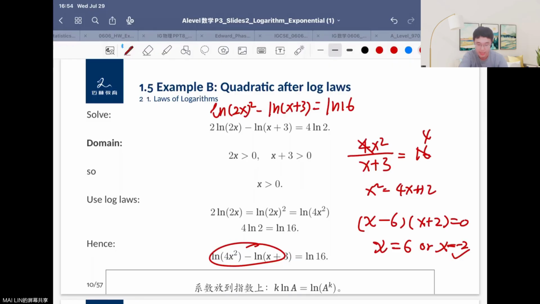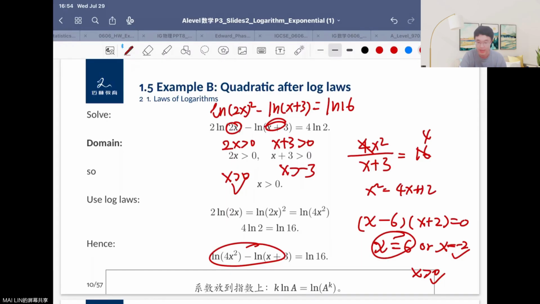You can just add here that we also have to obey the rules for the domain. Here 2x is bigger than 0, and x plus 3 is also bigger than 0. So we can set x bigger than -3 and x bigger than 0. We can only choose x bigger than 0, so we can only choose x equals 6 as our final answer. Hoping you can truly understand how to calculate this.